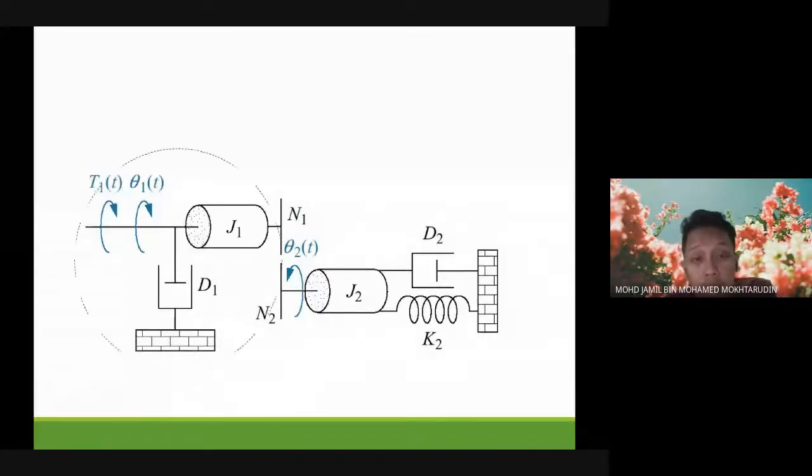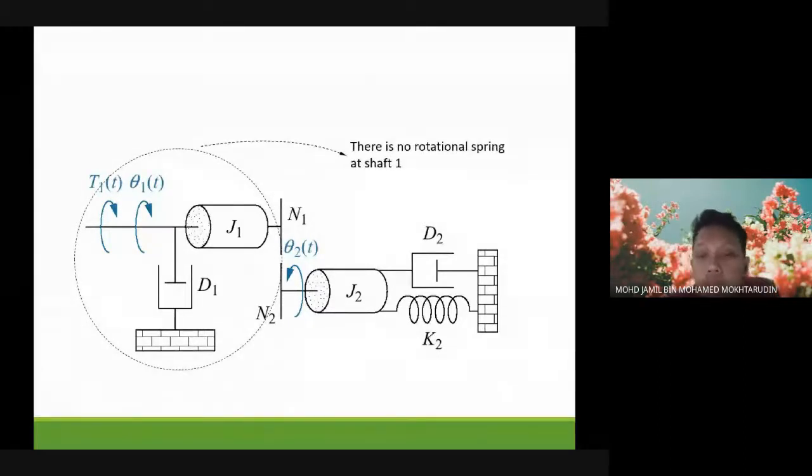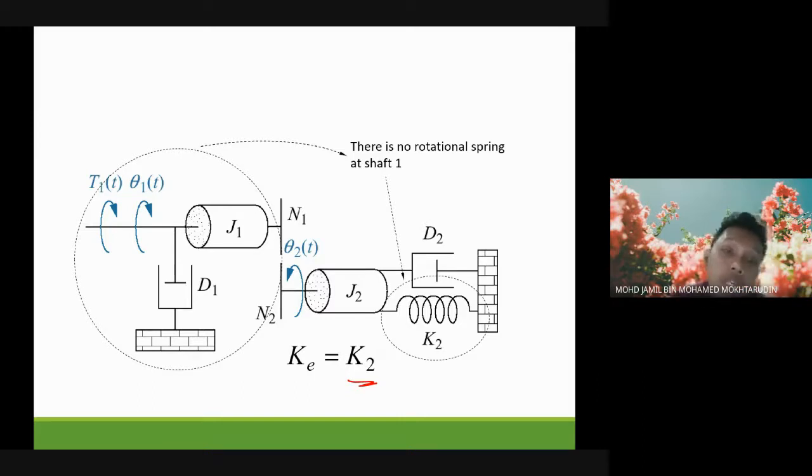And lastly, on the source we don't have a spring, but on the destination we have spring K2. So we still need to find the equivalent spring, equivalent K. The equivalent K will only equal K2. We don't have K1 because on the source there is no K1. So you don't need to do impedance transfer for the spring. So K equivalent only equals K2.